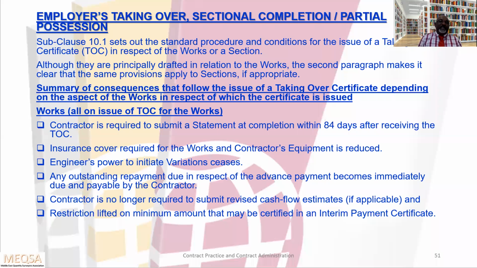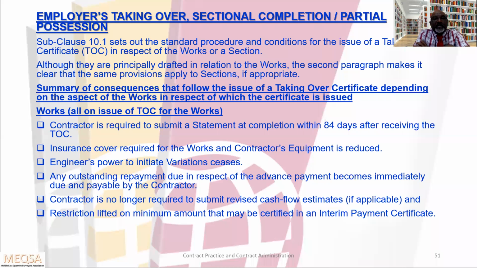Let us move to the next chapter: employer's taking over, sectional completion, partial possession. Let us look at what FIDIC 99 says. In FIDIC 99, sub-clause 10.1 sets out the standard procedure and conditions for the issue of the taking over certificate in respect of the works or a section. Although they are principally drafted in relation to the works, the second paragraph makes it clear that the same provisions apply to sections if appropriate.